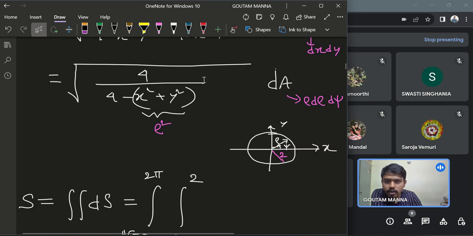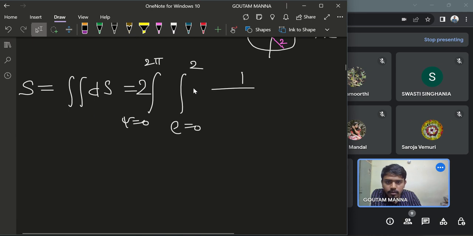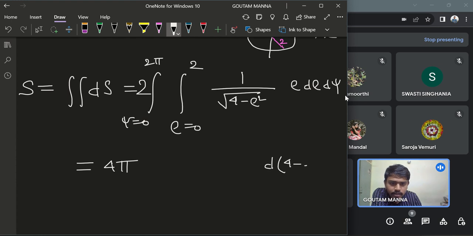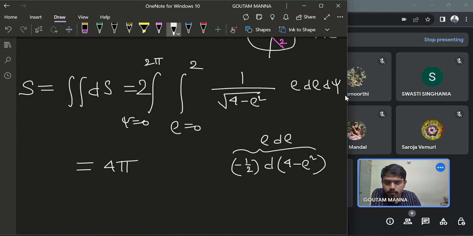Root under 4 I can write as 2 and put it outside, then it will be the integral of 1 over root under 4 minus rho square, rho d rho d psi. The psi integration I can do separately, giving 2 pi, so it will be 4 pi outside. In this part, rho d rho I can write as d of 4 minus rho square times minus half. So rho from 0 to 2, 1 by root under 4 minus rho square.